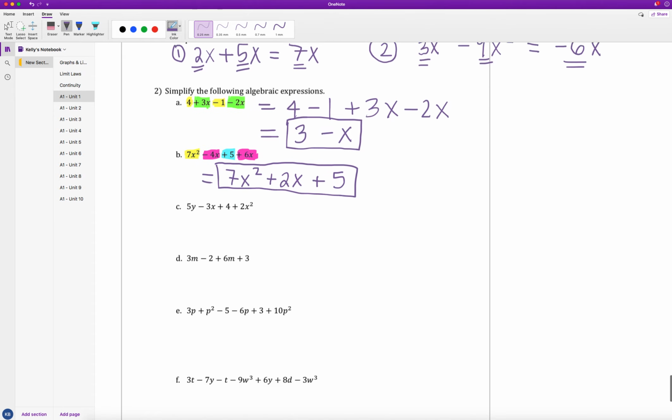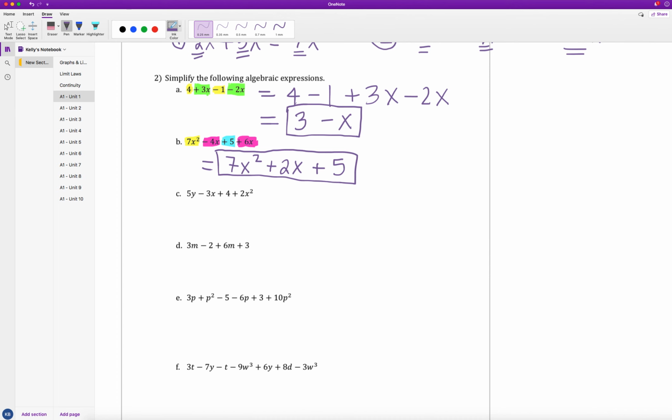Okay, why don't you guys try example 2c on your own first, and then we'll check it together. Okay, let's check example 2c. So when I go through this, let's go back to our highlighter. So I'm going to highlight the 5y. There's one term. Now there's no other terms with a y to the first power in it, so I can't combine 5y with anything. That's okay.